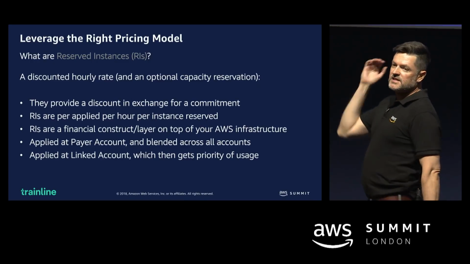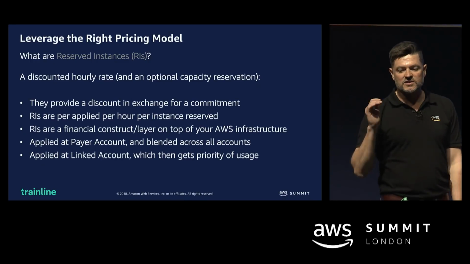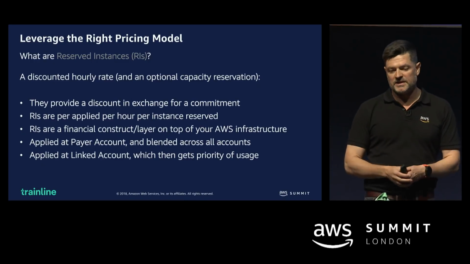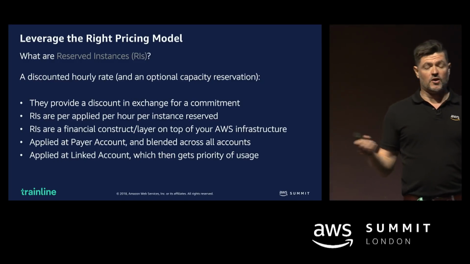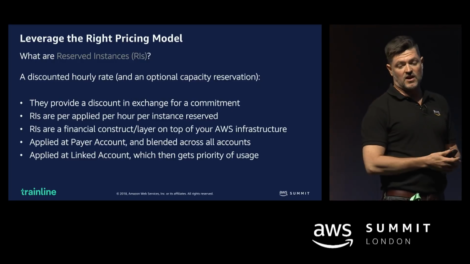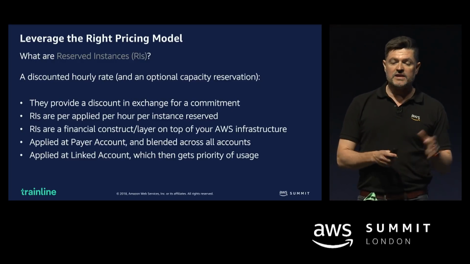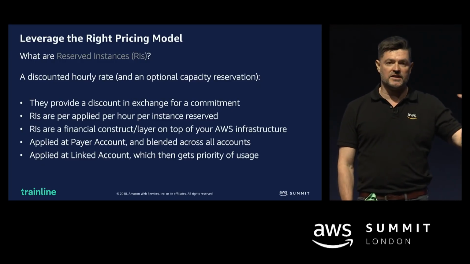A reserved instance provides you with a discounted hourly rate and an optional capacity reservation. So what does that mean? Basically what it means is we require a commitment from you. You get an upfront discount for a commitment. RIs are applied per hour per instance reserved.